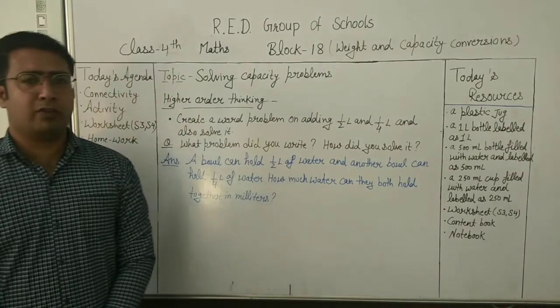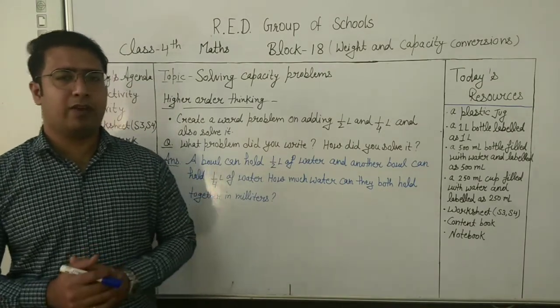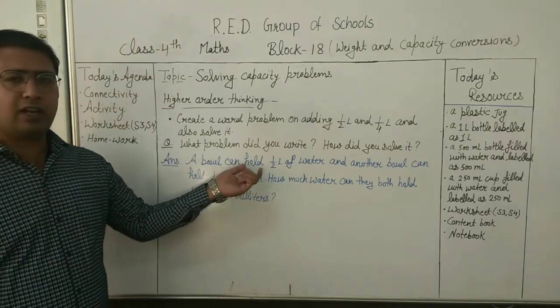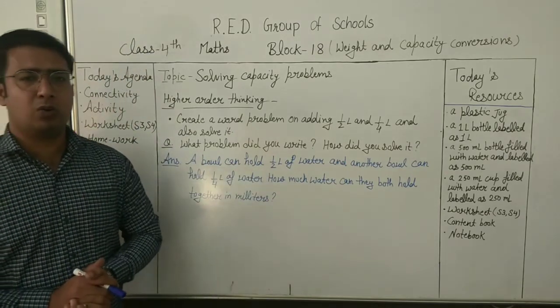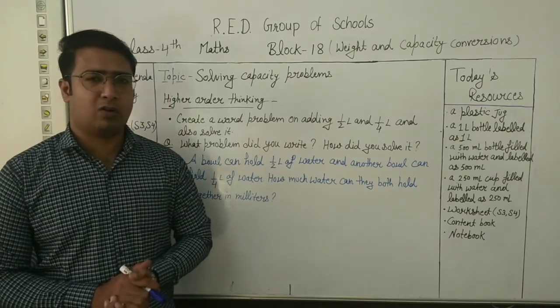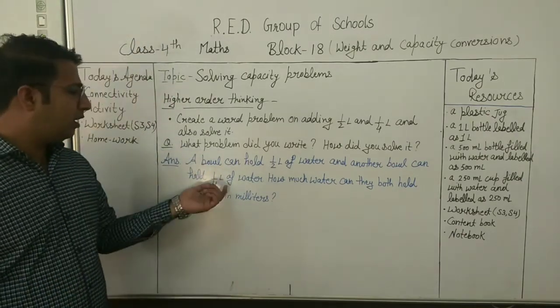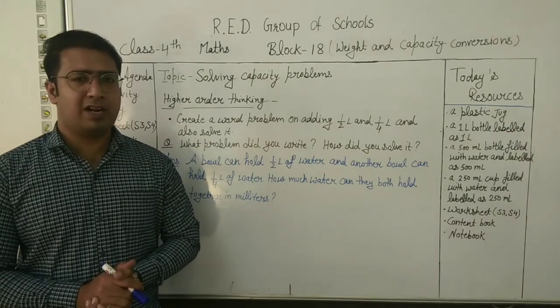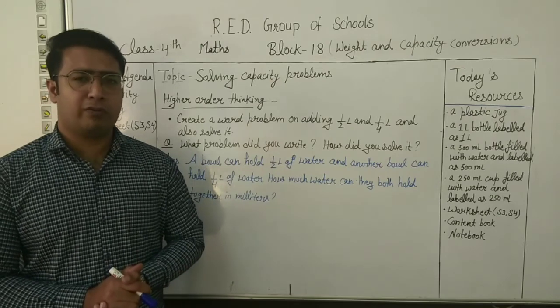And how did you solve it? So for the solution of this question, first of all we will write the quantity of water that the first bowl can hold. It is 1 by 2 liter. So you will convert 1 by 2 liter into 500 milliliter. For the second, you will take 1 by 4 liter. So you will convert 1 by 4 liter into milliliters. So it will be 250 milliliter.